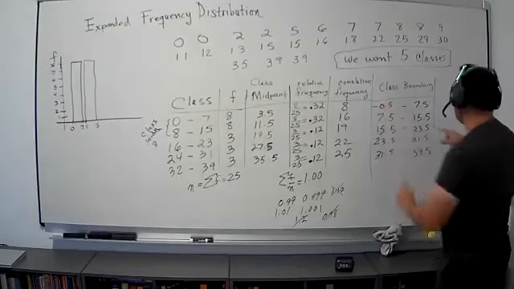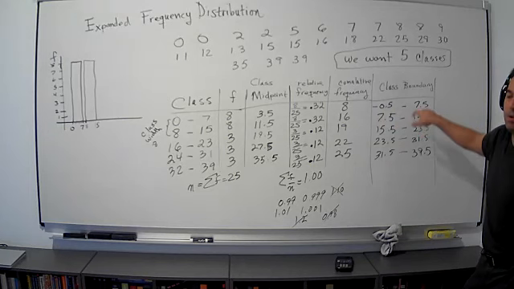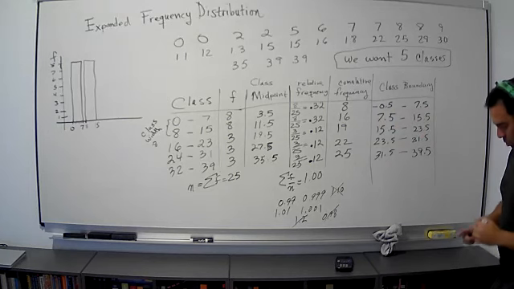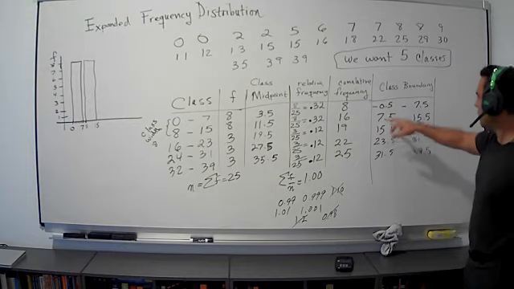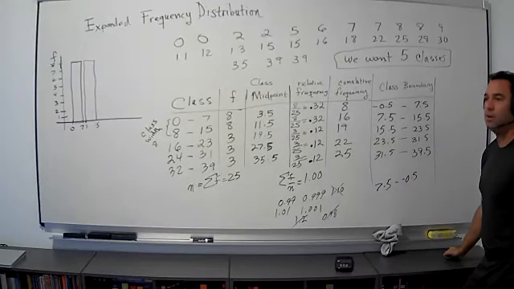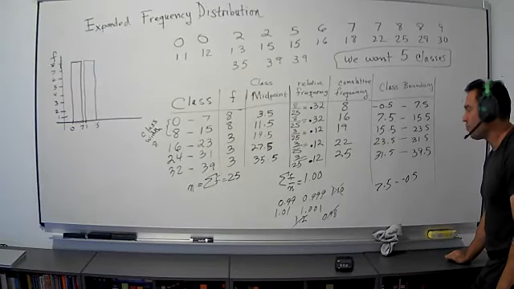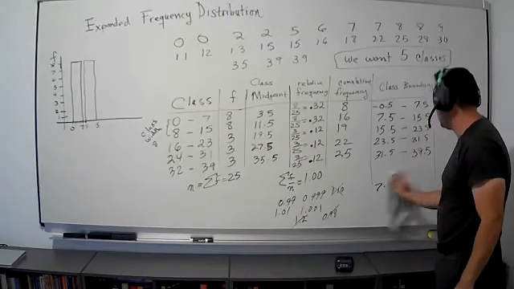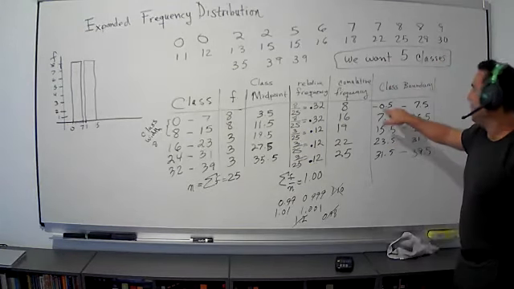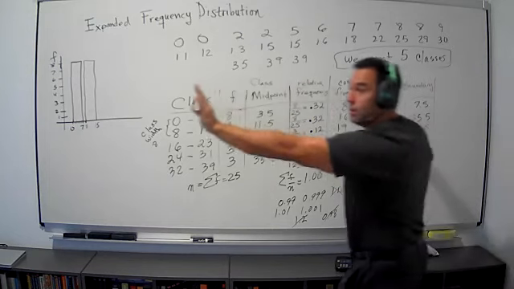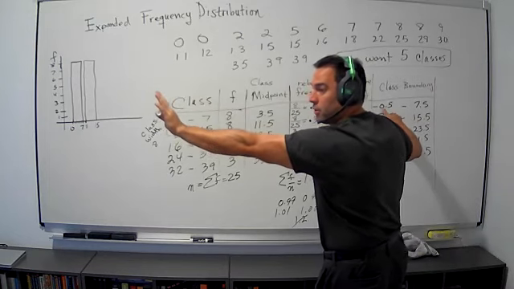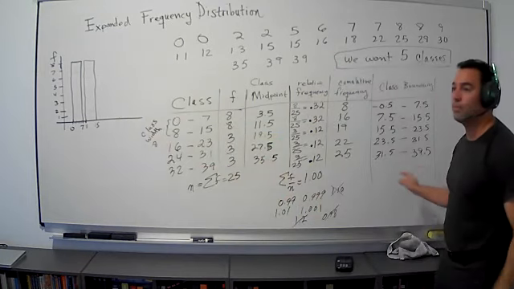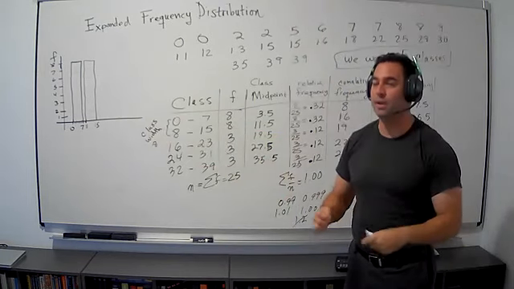And now, could somebody tell me what 15.5 minus 7.5 is? 8. Could somebody tell me what 7.5 minus negative 0.5 is? 8. It is 8. Everywhere you do your class width here, it's conserved. That's why we had to make sure that this one, we went negative, subtracted 0.5, and this one we added 0.5. We had to keep doing it for everything consistently.